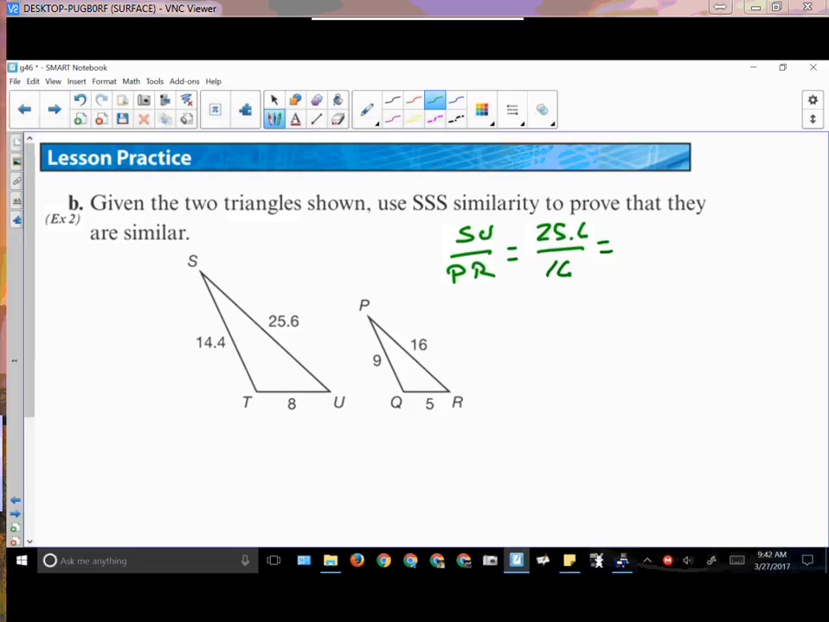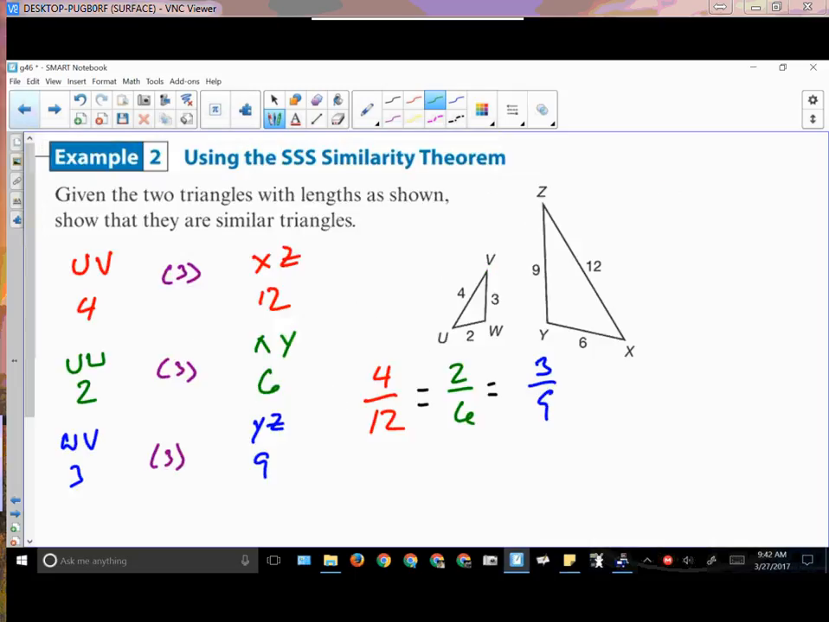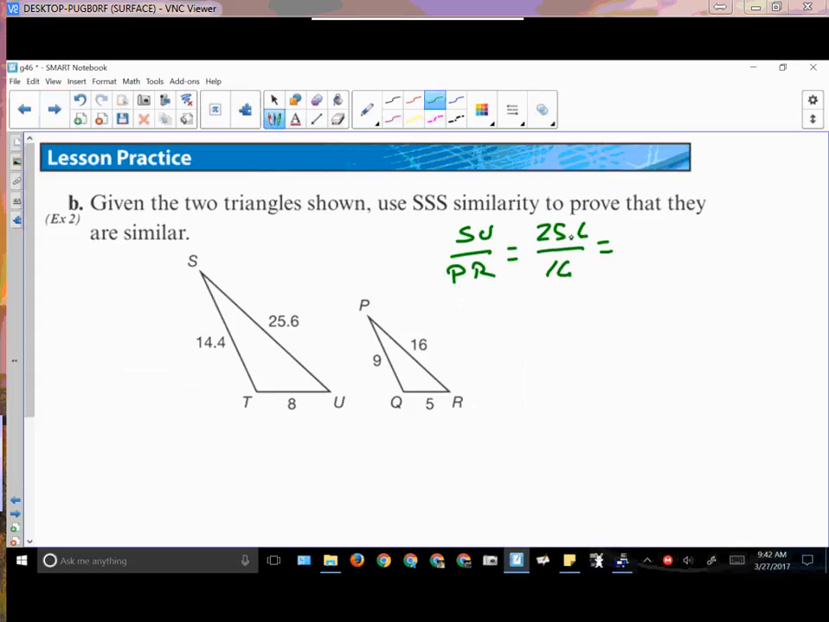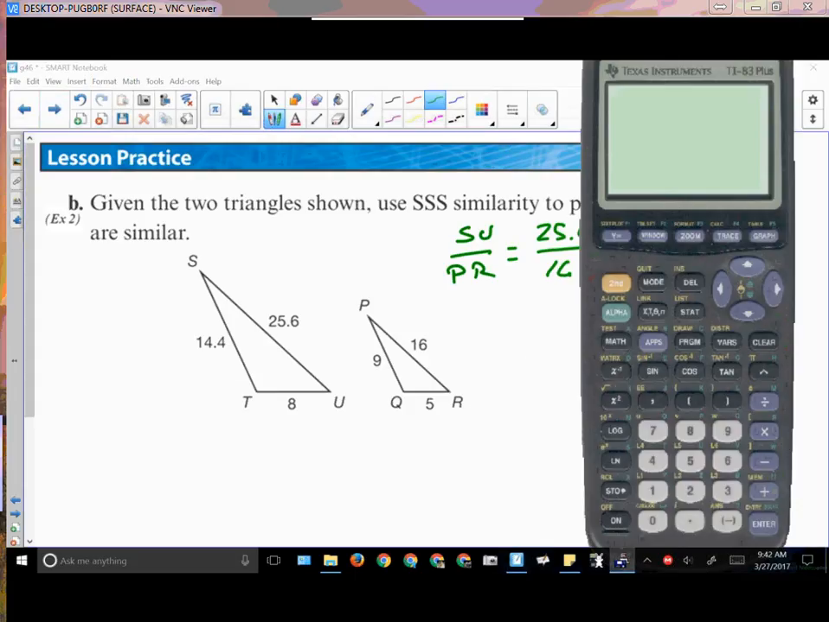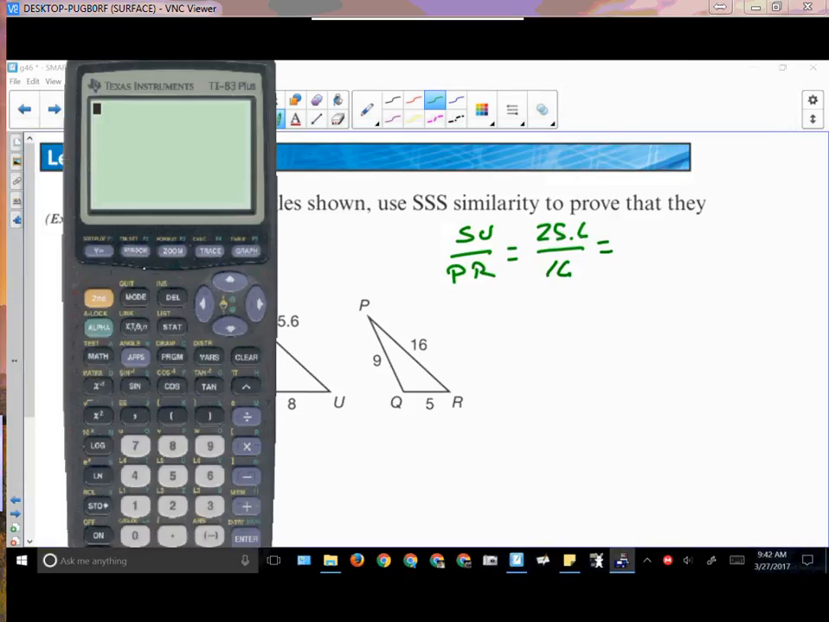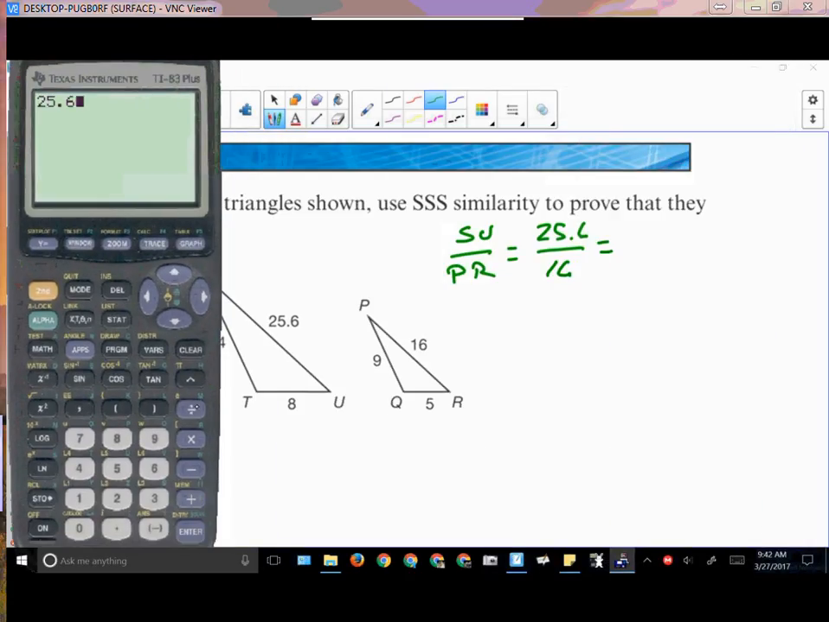Well, that doesn't look easy, right? See, these are ugly numbers. Those are nice numbers. Don't worry if you get ugly numbers. Wasn't it just 12 divided by 4? So could I do 25.6 divided by 16? Yep. So let's see. If I go and take that, I get 25.6 divided by 16, and I end up with 1.6, okay?